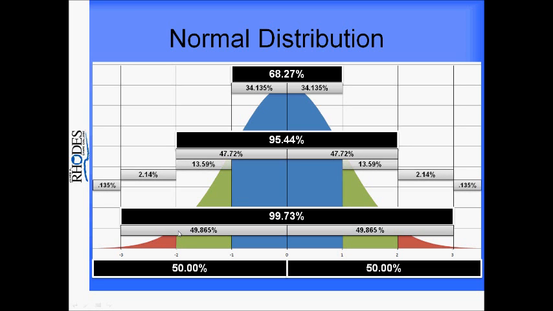Continuing to break those down, from -2 to -1 is 13%. From -2 to -3 is 2, and from -3 to -infinity is 0.135%. So you can see, and it's symmetrical, so it's the same on this side. All of this is important.